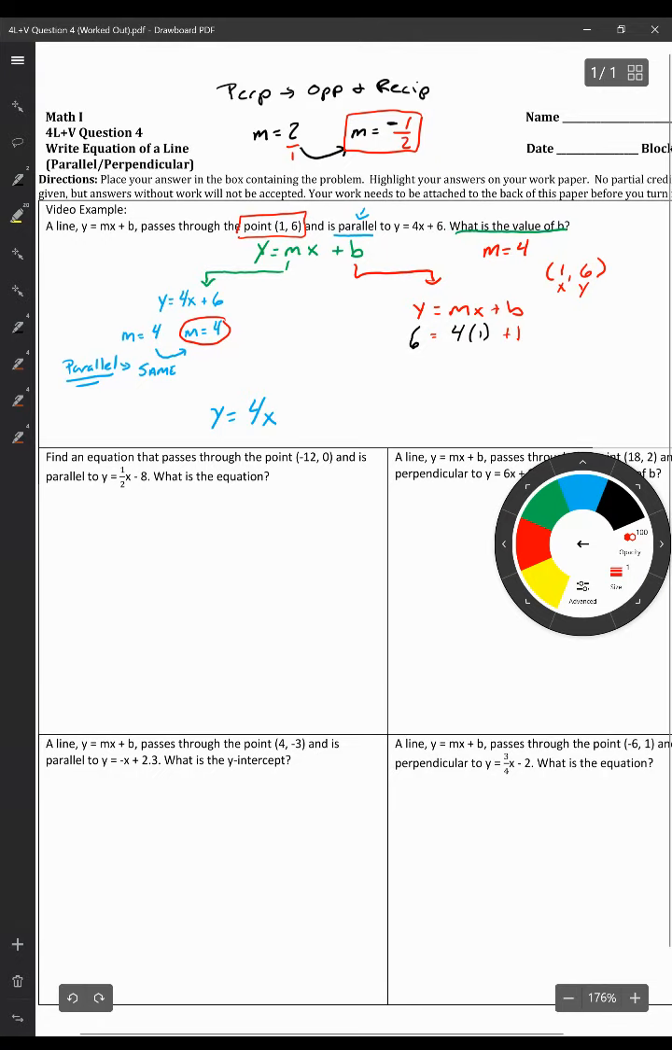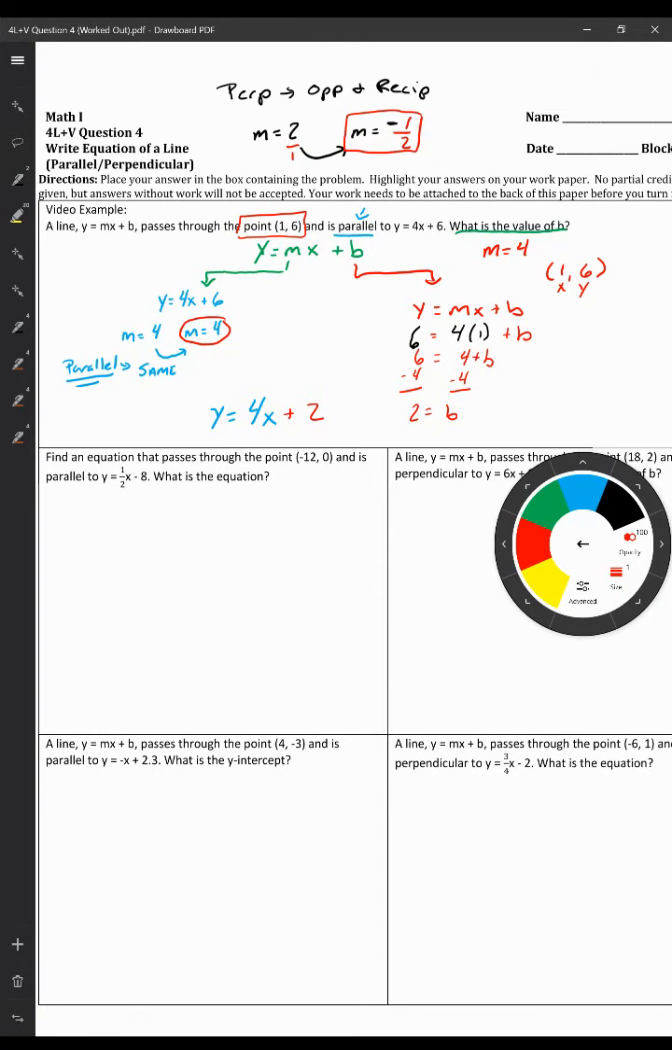And then all we have to do is solve it. So 4 times 1 is going to give us 4. And then we can subtract our 4 on both sides, and we get 2. So our equation would be y equals 4x plus 2. But if we go back to the actual question, again, we just want to find the value of b. So the value of b would be 2.